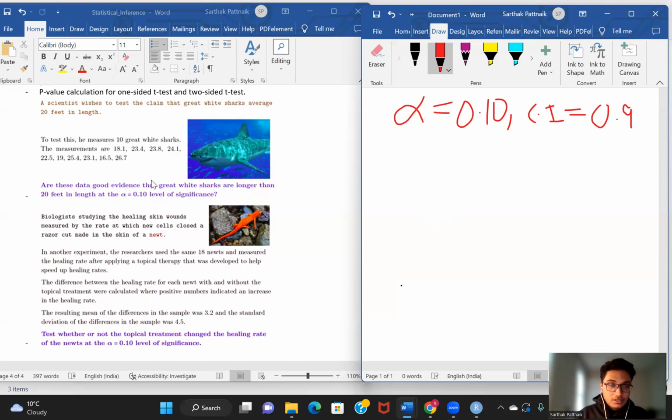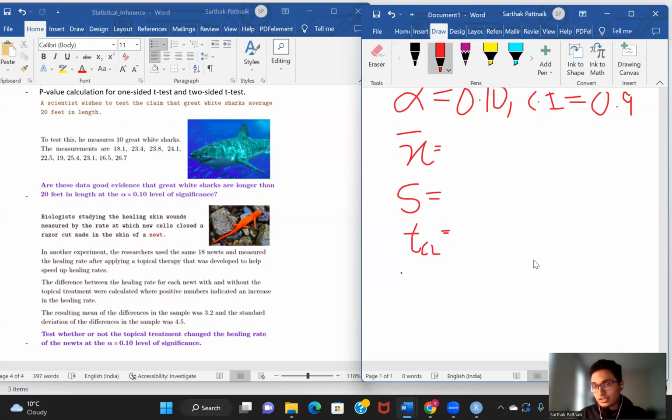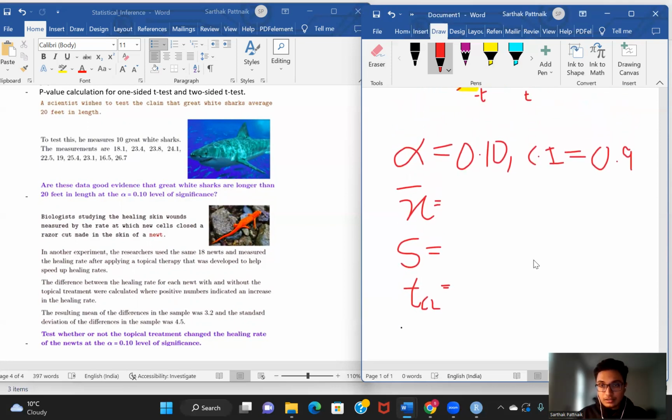Now, with these observations, you have to go ahead and calculate the sample mean. You need to calculate the sample standard deviation. You need to calculate the critical t-value at 90% confidence level or 0.10 significance level. Before calculating all these three, let us write down what is our null hypothesis and what is our alternate hypothesis.